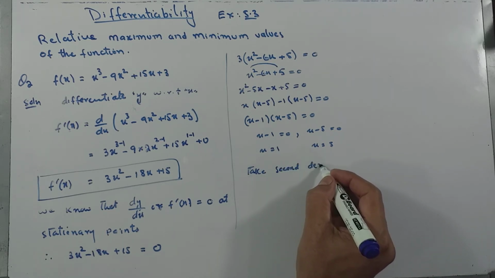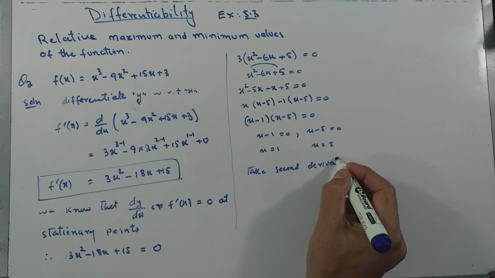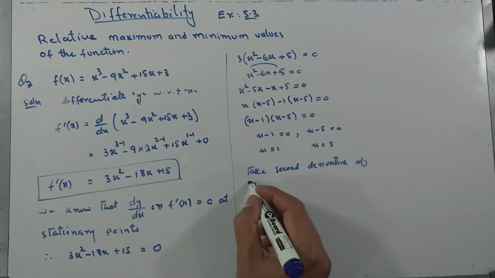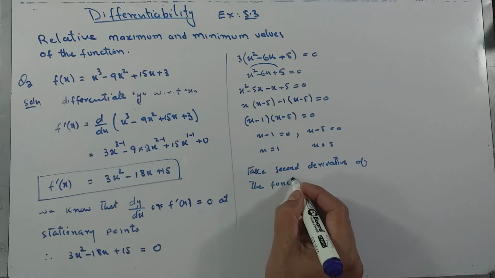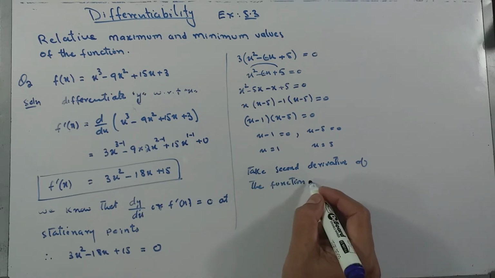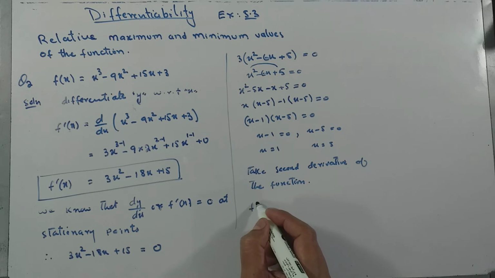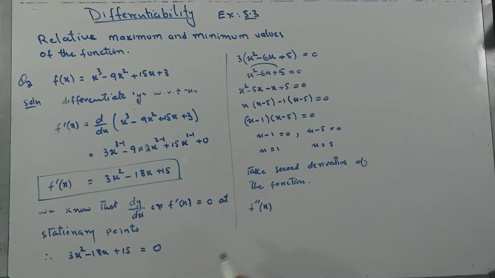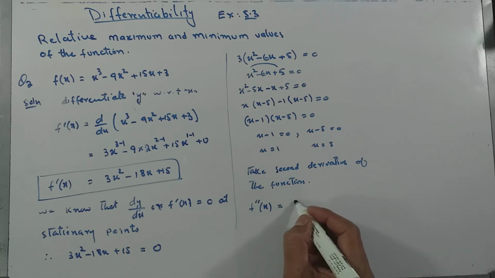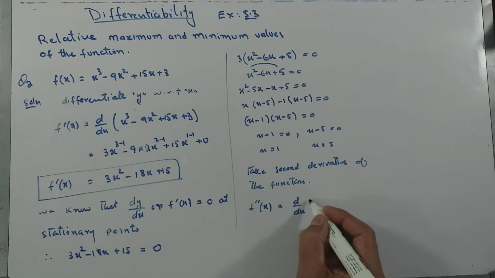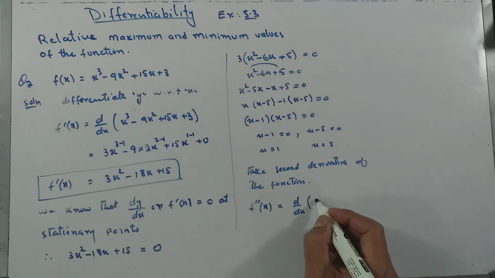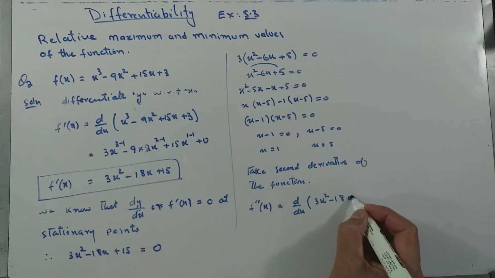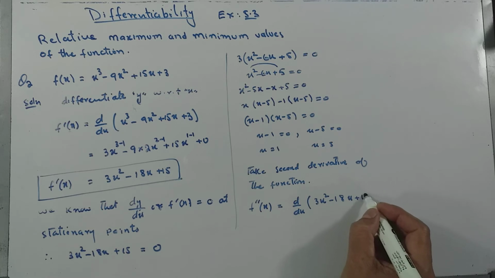Second derivative of the function means we will take another derivative. We will use this symbol for the second derivative, which is equal to d over dx of the first derivative, which is 3x square minus 18x plus 15.